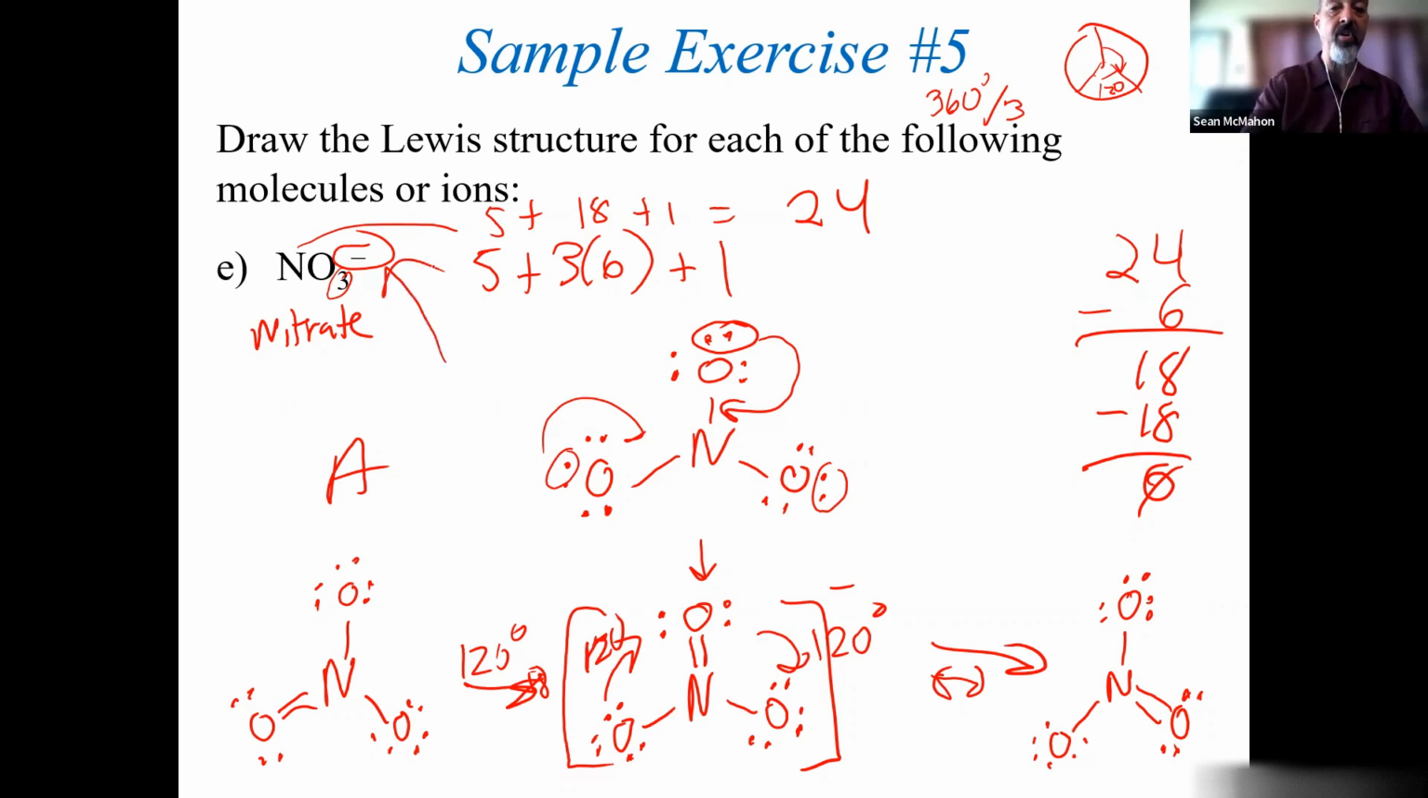Why is there a -1 charge? I needed 1 more electron to make all of the elements happy and have an octet, but I needed 1 more. I couldn't have done it with 23. I needed 24, and that's why I needed to take 1.